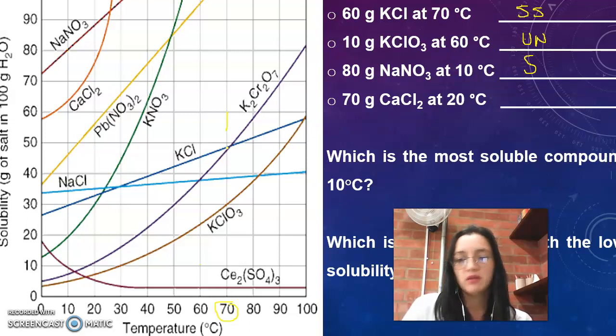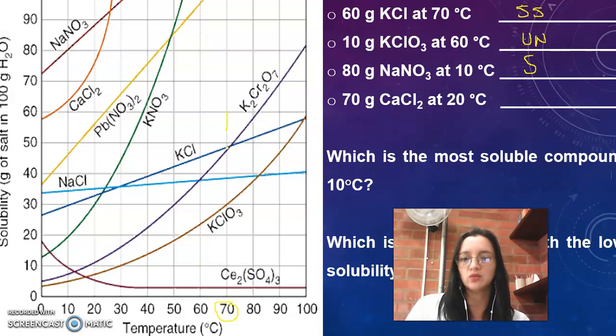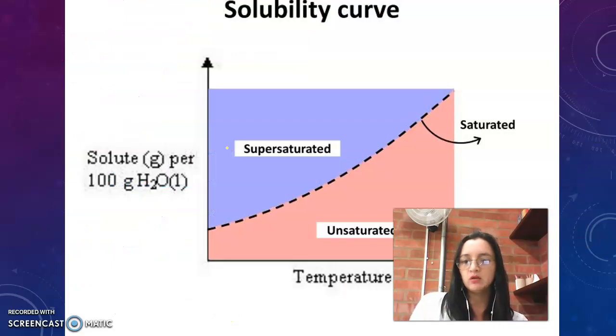If you find another one, think about it and try to solve it, because they're not difficult. They are basically based on the same principles, being able to classify solutions as supersaturated or saturated according to the information in the graph.